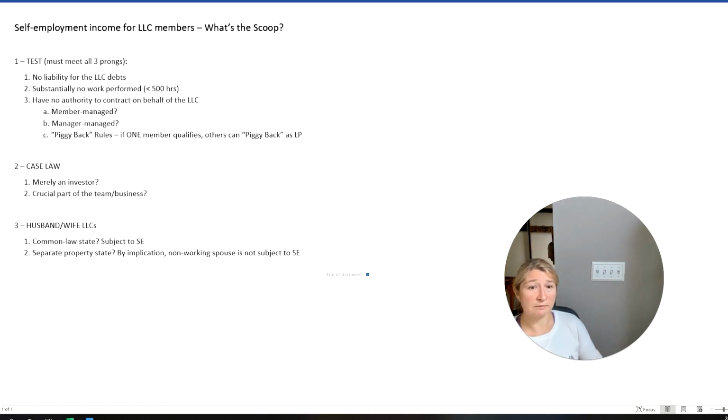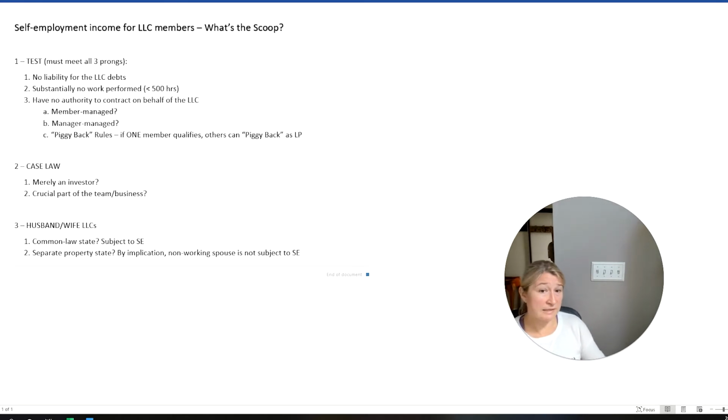So how do we determine if someone qualifies as a limited partner not subject to self-employment taxes? Well, first we have to see if we meet the following three-pronged test. All three conditions must be met to qualify as a limited partner under this test. The first condition is fairly easy to meet. The partner has no liability for the LLC debt. Most will meet this test because the LLC by definition is a limited liability company, so the members of the LLC should not carry liability for their entity. That's an easy to meet condition for LLCs.